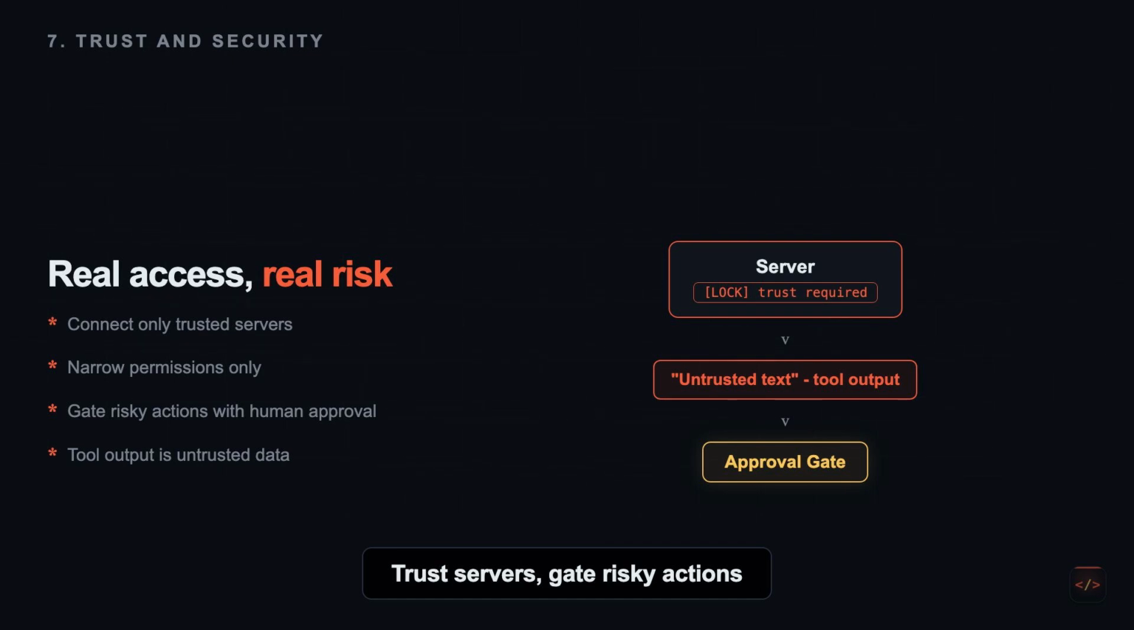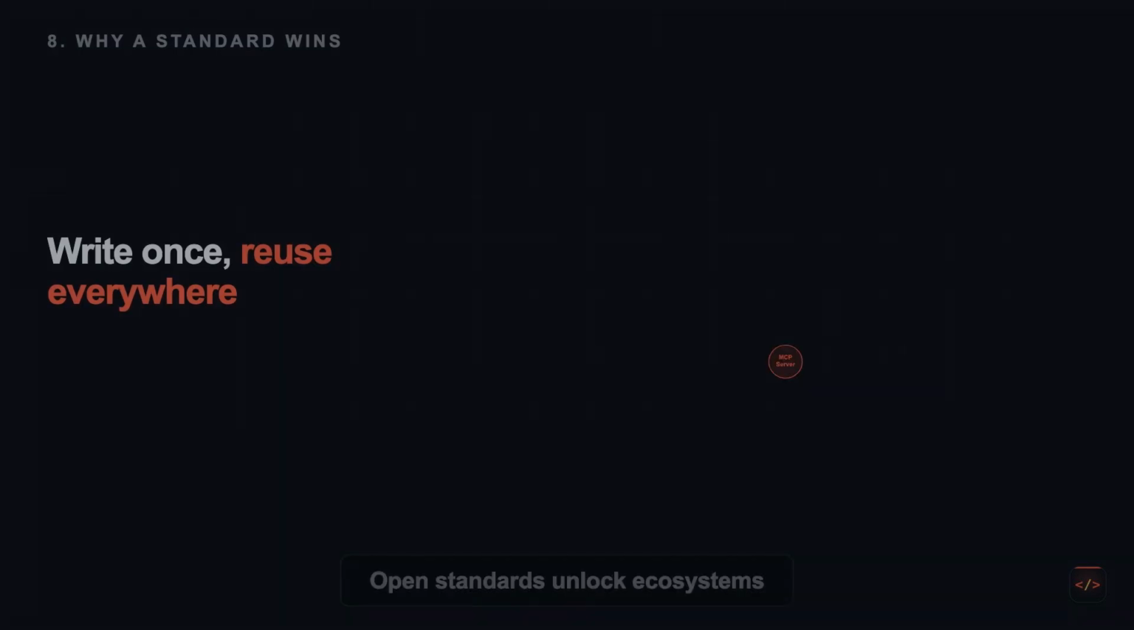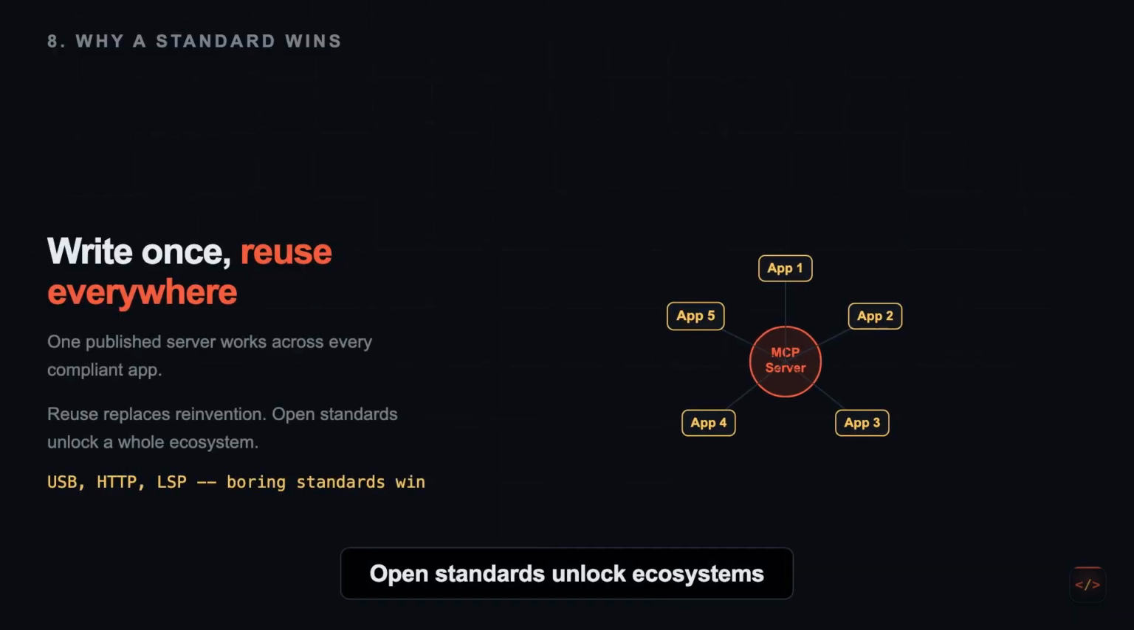A server should get the narrowest access it needs, and risky actions, deleting data, spending money, deserve an explicit human approval step. Second one is injection. A tool's results or a resource's contents are untrusted text that could contain instructions trying to hijack the model. Treat tool outputs as data, never as commands. The protocol gives you reach, using it safely is still your responsibility.